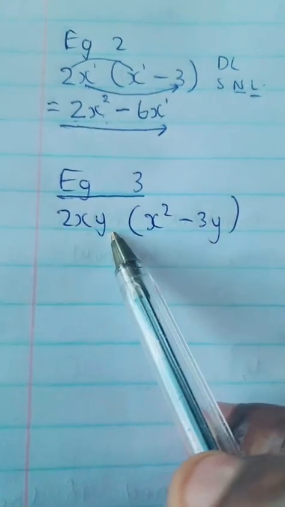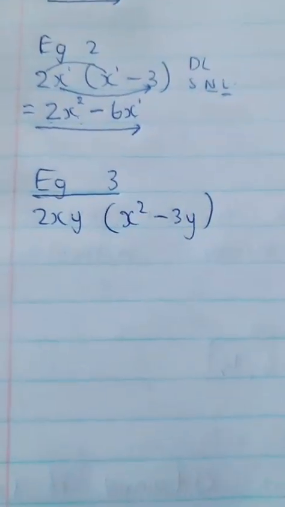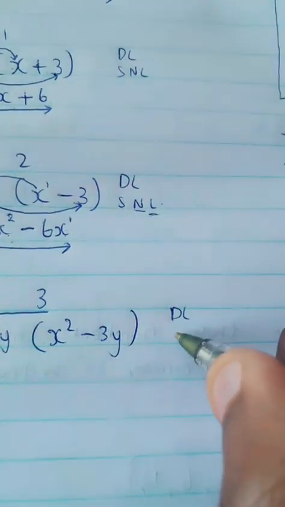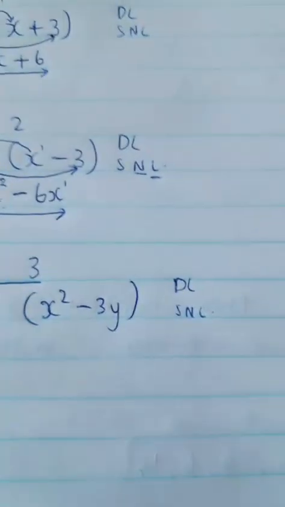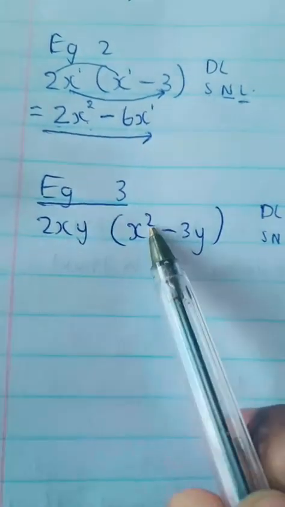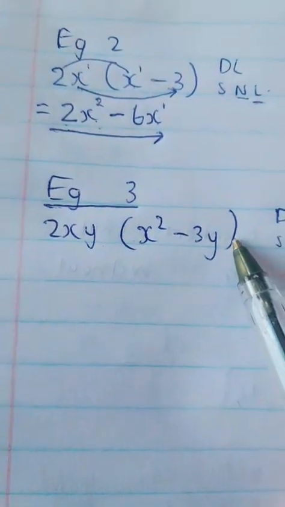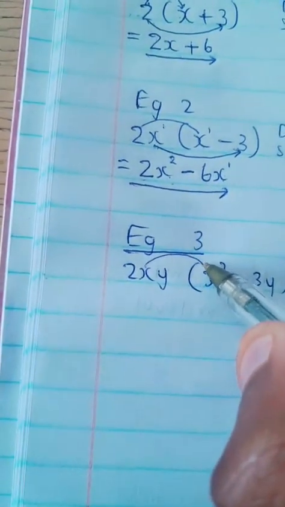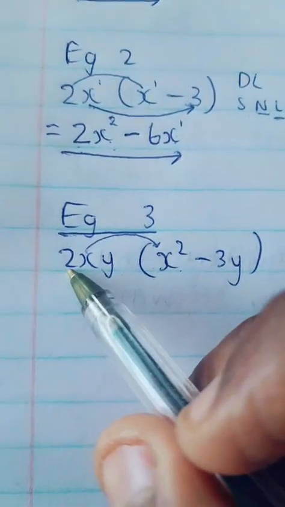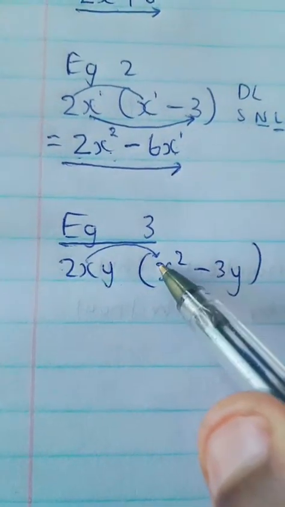2xy into x squared minus 3y. So once again, we apply the distributive law using S and L. Let's go. 2xy into x squared minus 3y. Monomial by a binomial. So we take 2xy, we distribute it to x squared. Then we use the sign, number, letter. 2 is positive. x squared is positive.